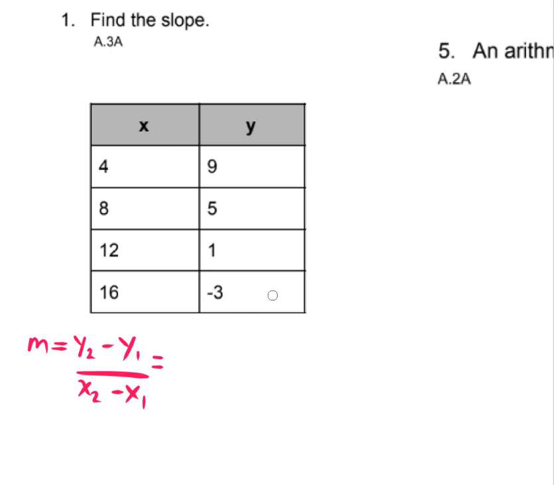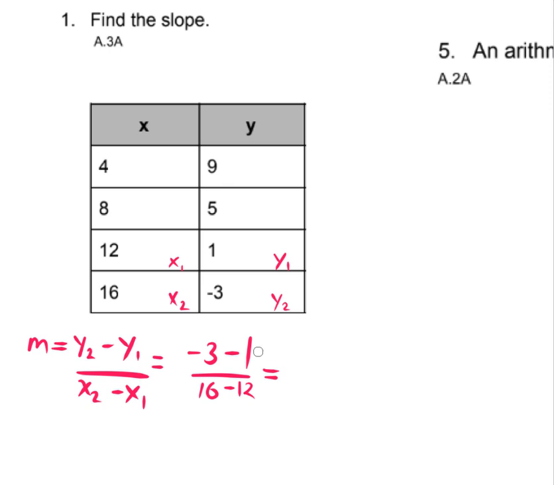So I'm going to label my numbers. This is going to be my y2 because it's in the y column. This is my y1. This is going to be my x1. Since this is my y1, this needs to be the corresponding x value for it. And this is the x2, okay? So now I'm just going to plug it into my equation. So I get negative 3 minus 1, right? Negative 3 minus 1 all over x2, which is 16, minus 12.